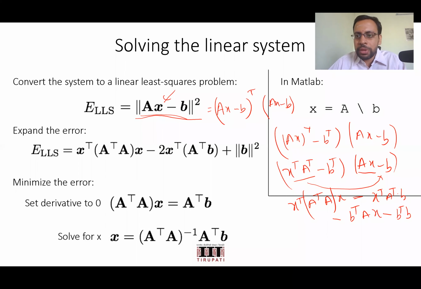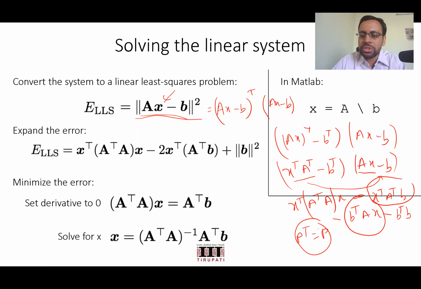Notice each of these would be a scalar quantity at the end of the day. When you have some value p that is a scalar, p transpose is equivalent to p. You use that property and you see that these two quantities are the same. So you just keep one and write it as 2 times. That's how you get 2 times x transpose A transpose b. And b transpose b can again be written as the norm of b squared.